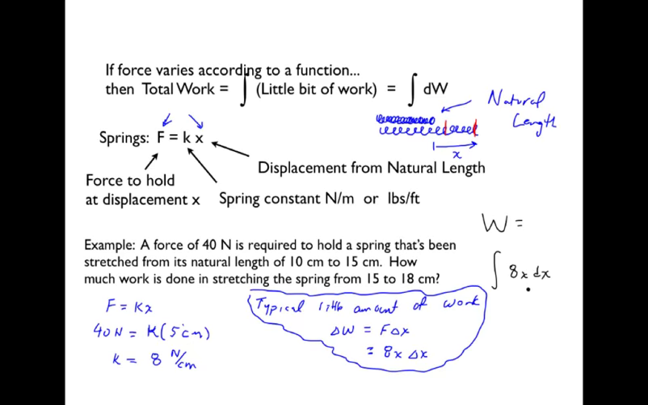5 to 8, because x is displaced length, right? This is dx. We're in terms of x here, so we need displaced length, 5 to 8. You'll get a different answer if you do 15 to 18. But x is the displaced length, not the actual length. So we need the integral from 5 to 8 of 8x dx. This is an easy version of easy, right? 4x squared.